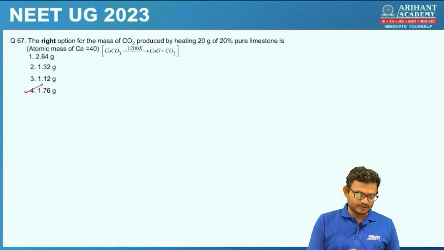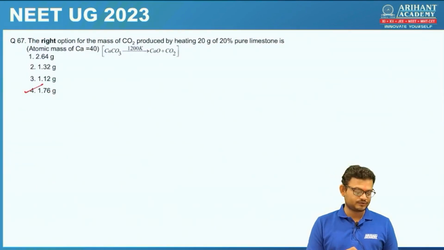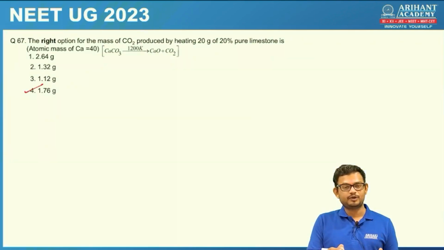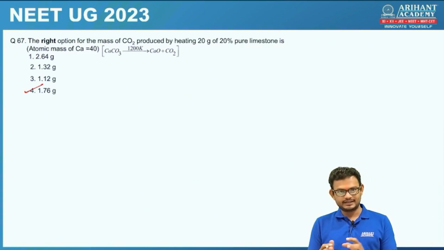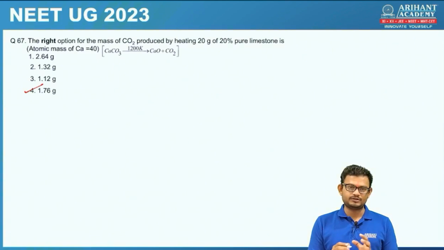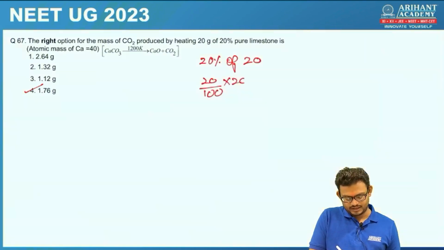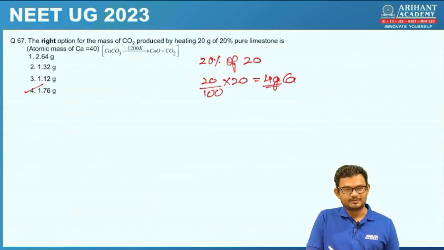The right option for the mass of CO2 produced by heating 20 grams of 20% pure limestone is, now we are given 20 grams of 20% pure limestone. So the limestone sample that is given is 20 grams, of that only 20% is limestone. So let us first calculate how much of it is limestone. So 20% of 20 grams would be 20 by 100 into 20, that amounts to 4 grams. So though we are given 20 grams of the sample, it only contains 4 grams of calcium carbonate.